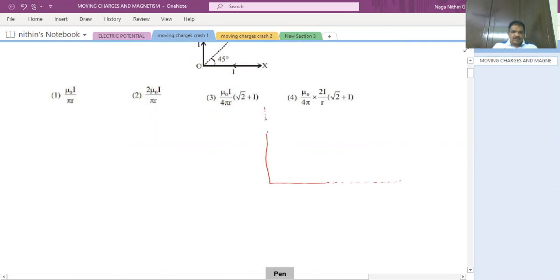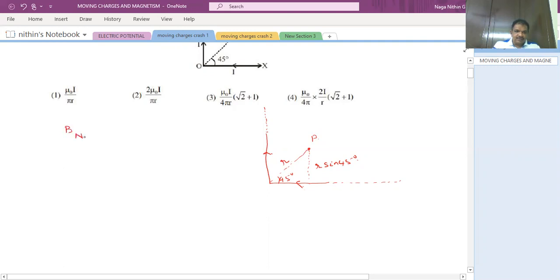Now what they are asking is, P is a point here. At this point, due to the infinite wire, what is the magnetic induction? Because of this wire, here they gave this angle as 45 degrees. This distance they gave as R. Therefore, this distance value will be R sine 45. These two currents are coming like this and going in this format. Both will create the cross fields only.